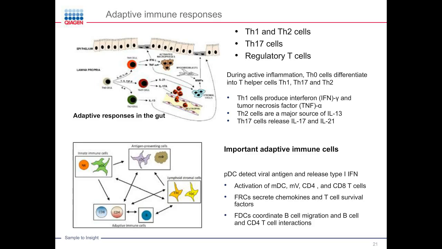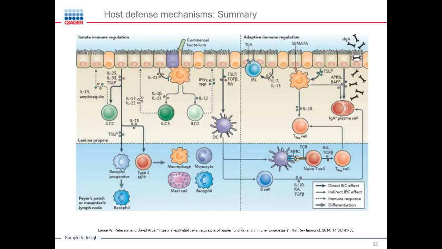For example, the TH1 produces the cell-mediated immunity, secreting cytokines such as interferon gamma and TNF-alpha, whereas TH2 cells promote the humoral immunity and produce immunogenic factors like interleukin-13. So basically, this slide is a fantastic slide that summarizes the whole host defense mechanisms in the innate and the immune responses, and some key factors and other regulators that are involved.